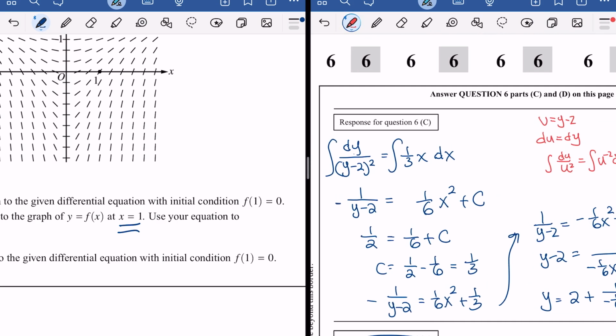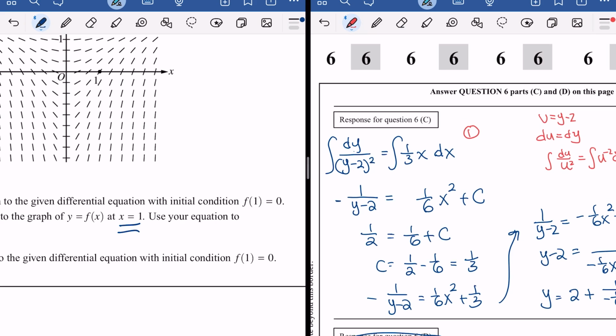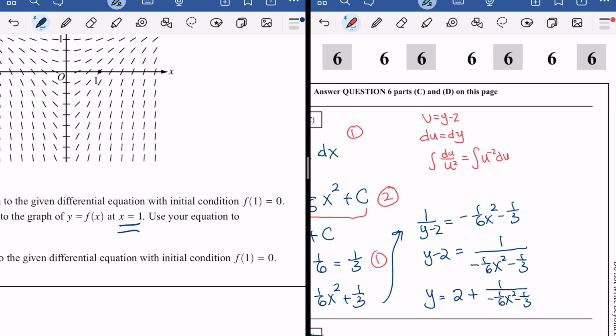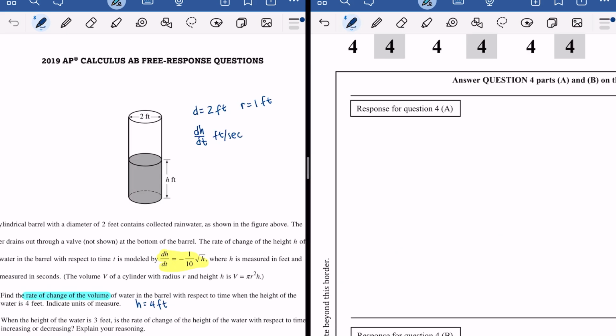Part C has 5 points. The first point will be awarded for just separating the variables. The second point and the third point will be awarded by doing the correct antiderivative. And the next one will be the constant of integration, which is the C value. And then finally getting y by itself, this will be the last point you're going to get for this FRQ.